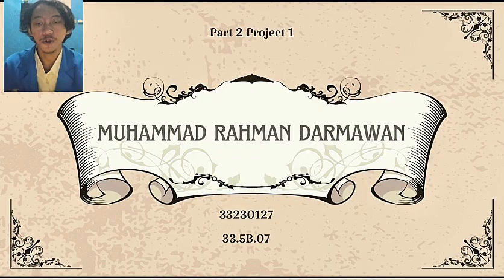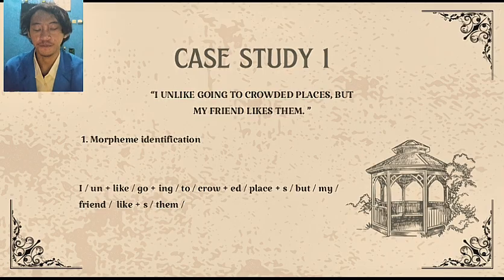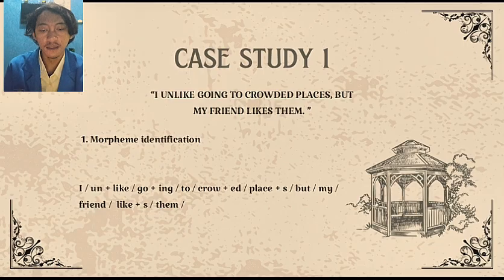Let's start Part 2. Case study 1: I unlike going to crowded places but my friend likes them. The first, morpheme identification: I; un plus like; go plus ing; crowd plus ed; place plus s; but; my; friend; like plus s; and them.